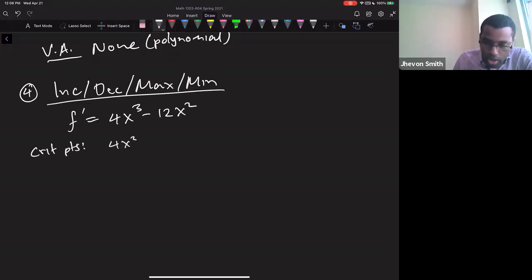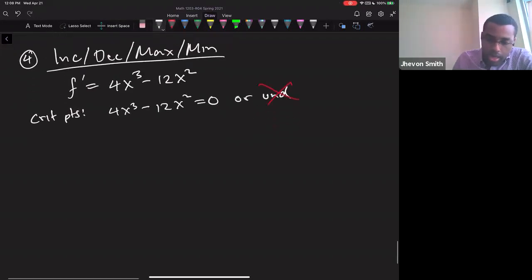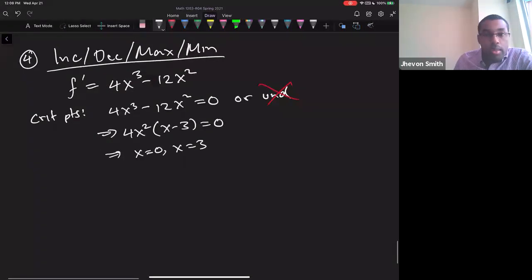This means 4x cubed minus 12x squared equals 0 or undefined. It's never undefined. It's a polynomial. So this is a guy we want to find. Common term is 4x squared. I'd be left with x minus 3. So you get that x equals 0 and x equals 3 are your critical points.